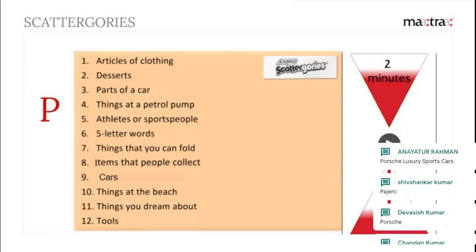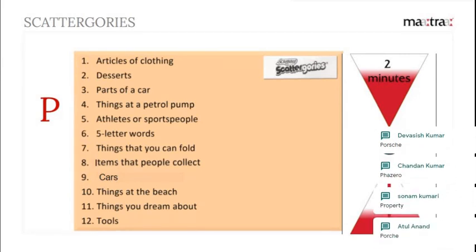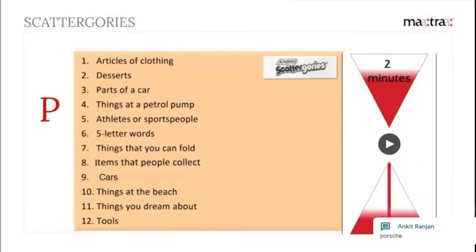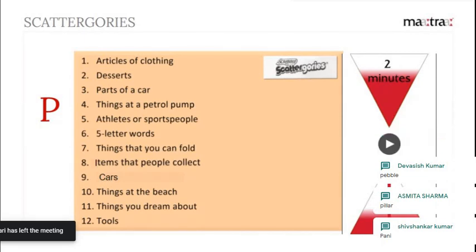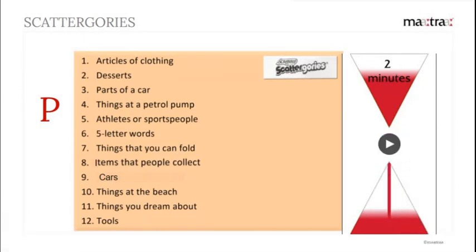The cars, Porsche, Pajero, very good. Those are the brands that I know as well. Things at the beach. Polaris, Packard. I have no one. Pebbles. Yes. Pani. Huh? Things at a beach. Purpose. What? Pineapple. Which beach are you going to, Ray, which has pillars and pineapples?